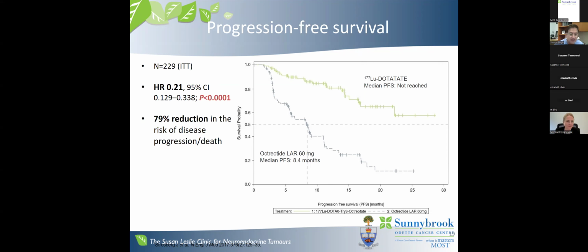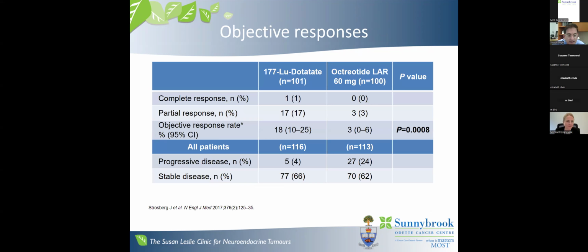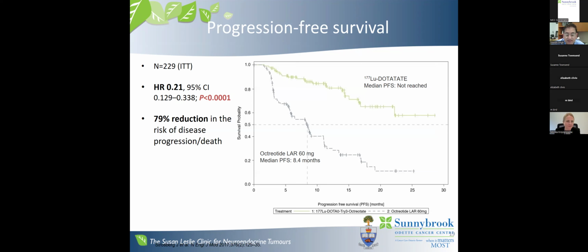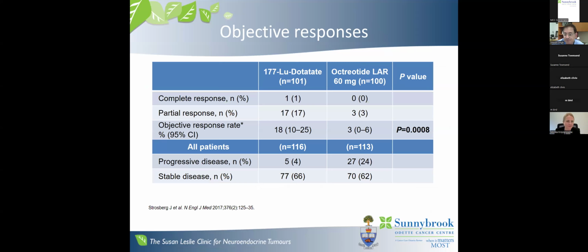And if this was breast cancer or another more common cancer, we probably would have seen this on the front page of the New York Times. But this really has changed the landscape completely of how we treat neuroendocrine neoplasms.